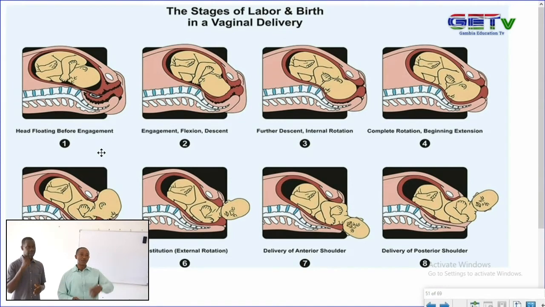So again, here are more pictures to show you the different stages of labor. Labor is the process and the pains that, of course, mothers go through, and then, of course, the final birth of the baby.